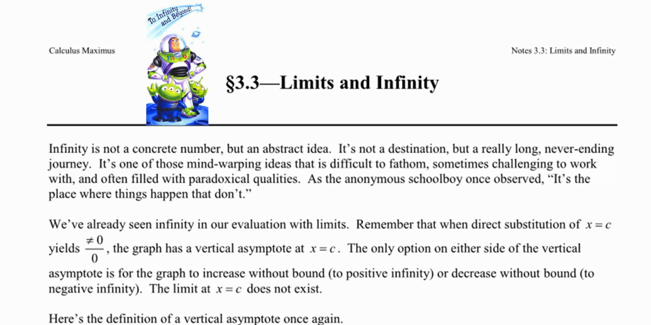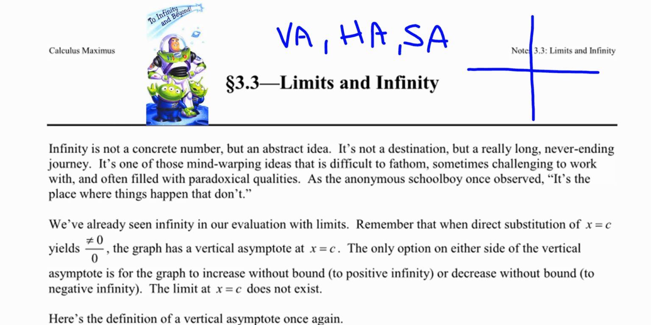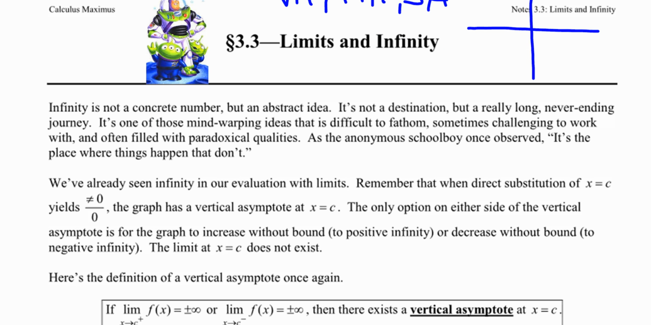3.3. Today we travel to infinity and beyond. We're going to be looking at limits involving infinity. With that, we're going to be looking at vertical asymptotes and horizontal asymptotes and slant asymptotes. Okay, remember, vertical asymptote would be vertically, horizontal would be this way. All right, so let's dive right in.